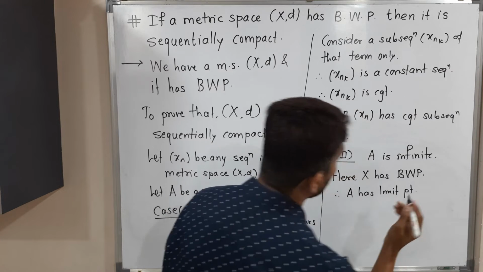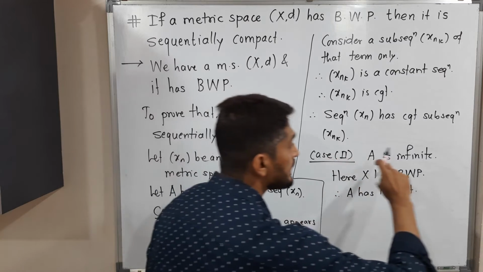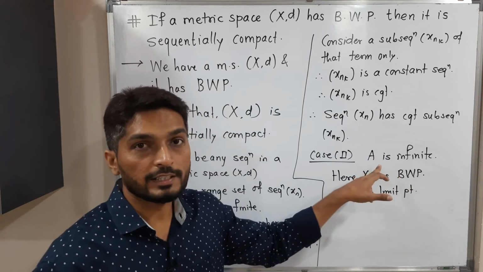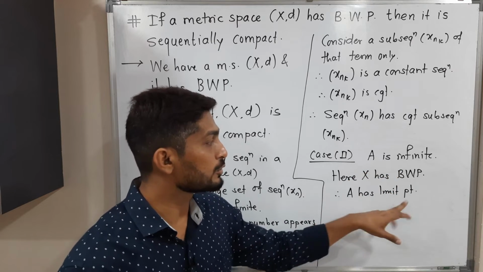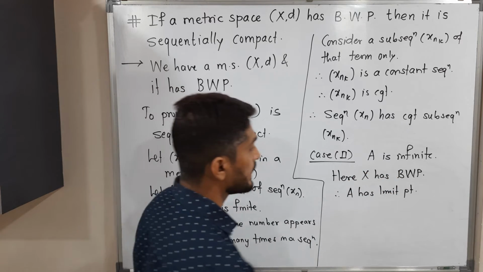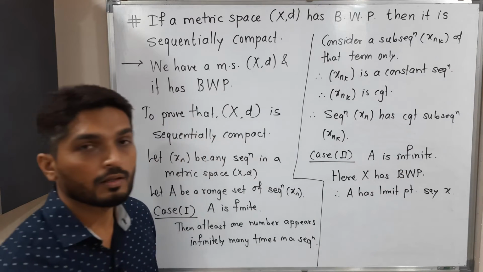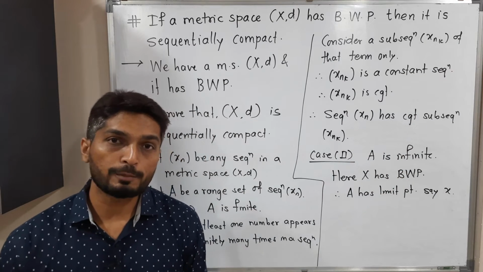Why can we say it has a limit point? Because it is an infinite set. X has BWP, therefore every infinite set has a limit point, therefore A also has limit points. So let us call it X. Say X. Do you remember the definition of limit point?